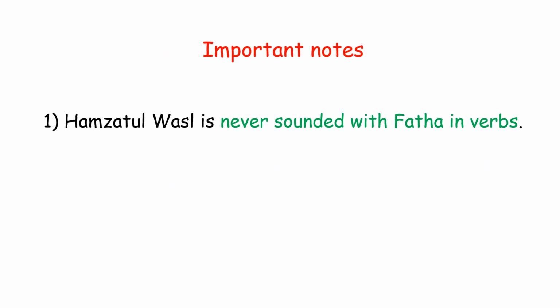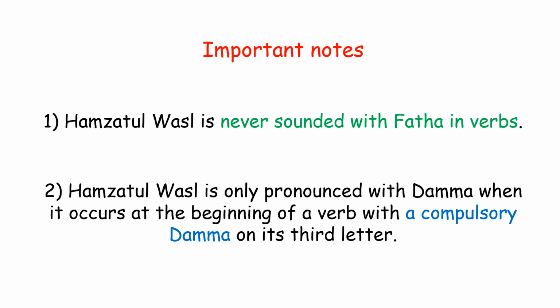In fact, in addition to these rules, I also want you to always keep in mind that number 1, Hamzatul Wasl is never sounded with a Fatha in verbs, and number 2, Hamzatul Wasl is only pronounced with Dhamma when it occurs at the beginning of a verb with a compulsory Dhamma on its third letter. I cannot stress enough the fact that it has to be a compulsory Dhamma, otherwise the pronunciation won't be the same. Just keep this denomination in mind. I'm not going to go into detail about it because it should be taught at an advanced level.